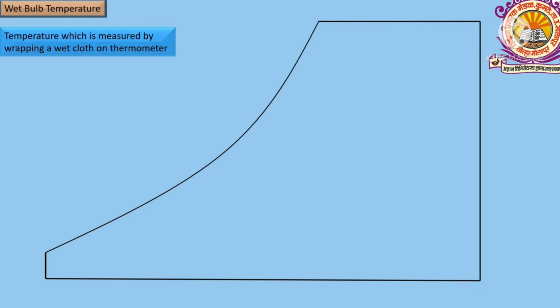Let us now move to the next parameter, that is wet bulb temperature. Wet bulb temperature is the temperature measured by a thermometer wrapped with a wet cloth on the thermometer bulb. Now we can see which lines represent the wet bulb temperature on the psychrometric chart. The bottom x scale represents the scale of dry bulb temperature. These inclined lines show the constant wet bulb temperature lines.